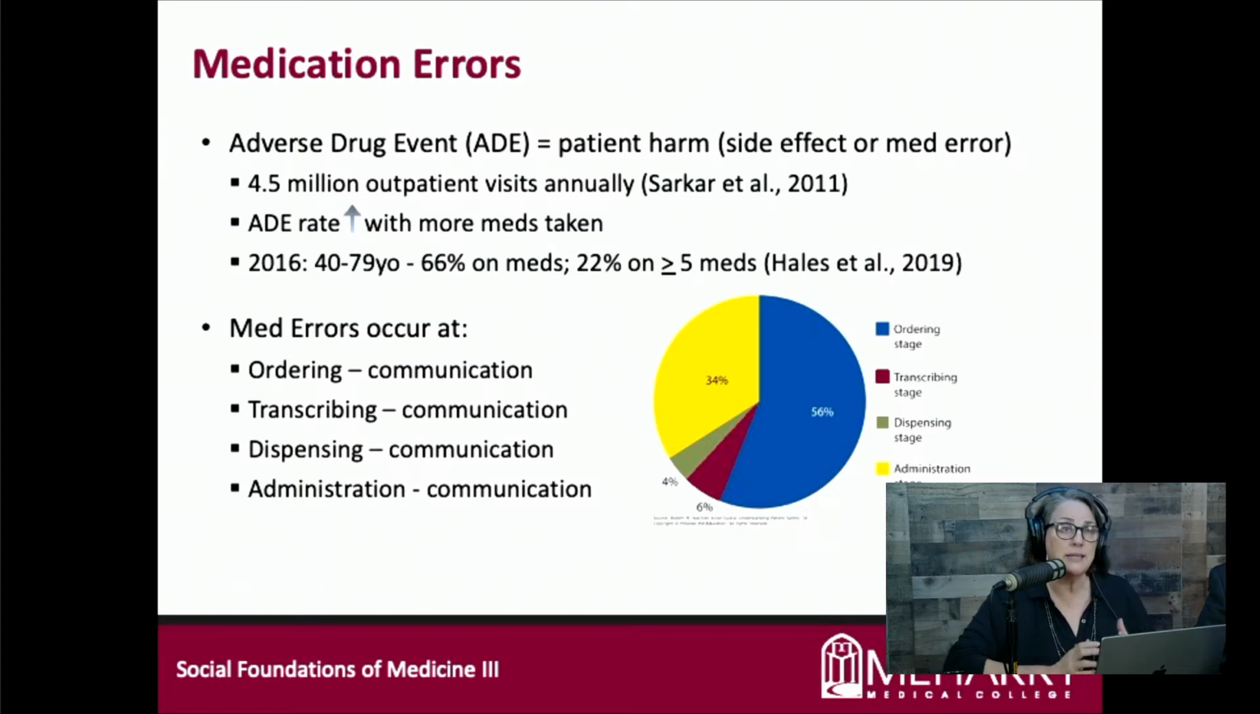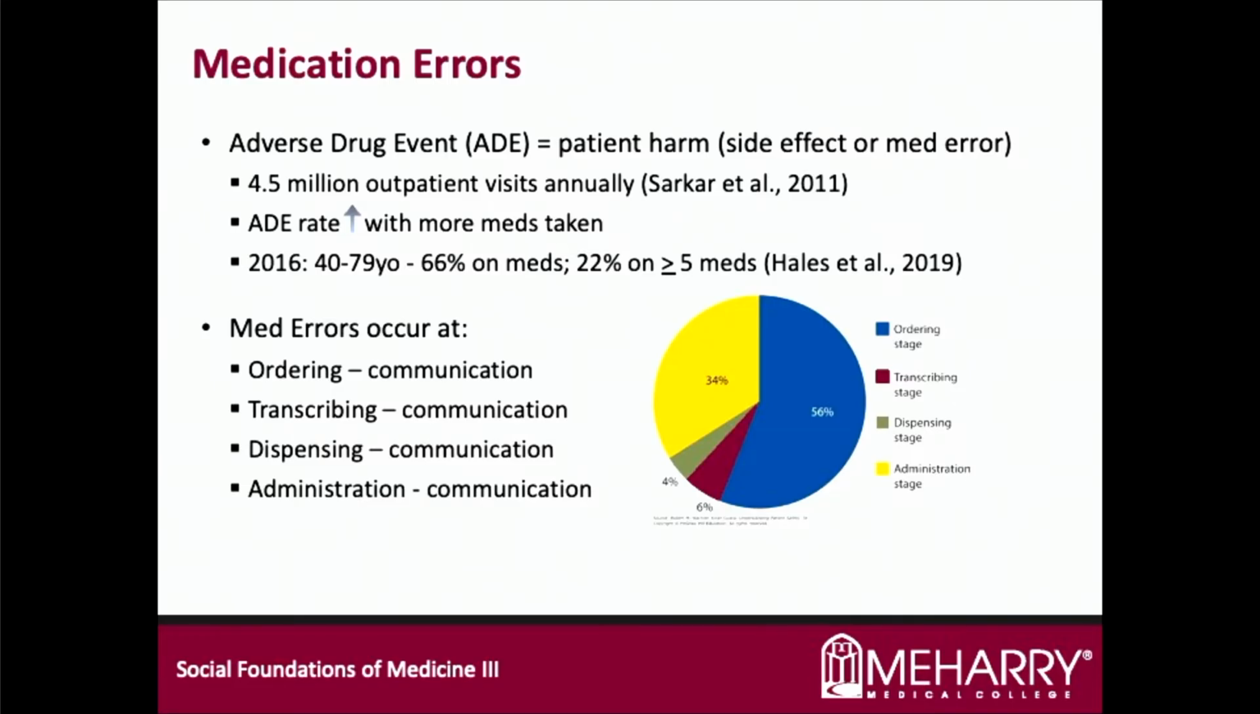Now, annually, it's estimated that about 4.5 million outpatient visits occur because of adverse drug events or are associated with adverse drug events. The adverse drug event rate is obviously going to increase the more medicines a patient's taking. One study showed that in 2016, of patients from ages 40 to 79, 66% were on at least one medicine. 22% were on 5 or more medicines. So once again, the more medicines a patient's taking, the more chance for error to occur.